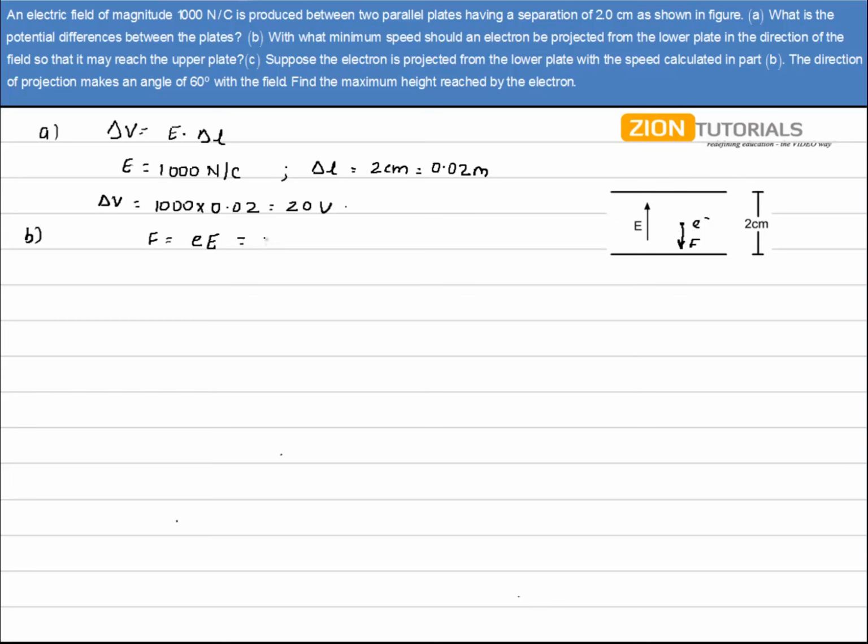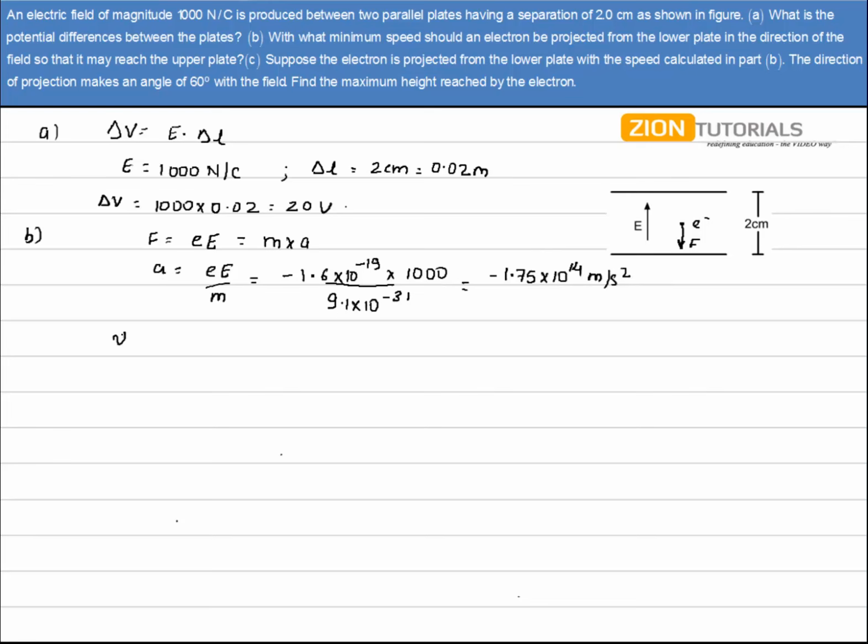That will be equal to mass into acceleration. So the acceleration of the electron is small e into capital E divided by mass. On substituting this value, we get e as 1.6 into 10 to the power minus 19 coulombs, electric field is 1000 Newton per Coulomb, and m is mass of electron, that is 9.1 into 10 to the power minus 31. On solving this equation, we get acceleration as 1.75 into 10 to the power 14 meter per second squared.